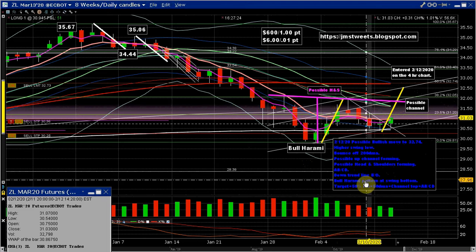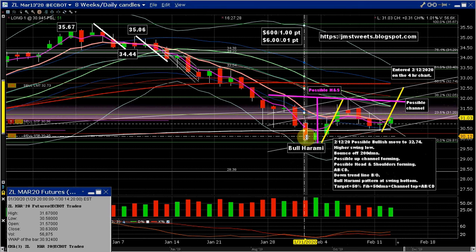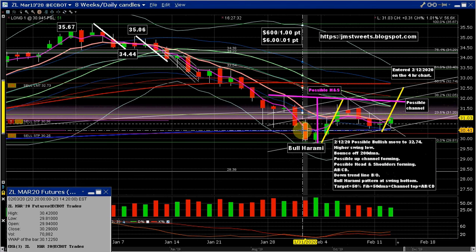And then the final thing I noticed, it's called a bullish harami. That's where you have this down candle, and then the next candle is green and inside the body.